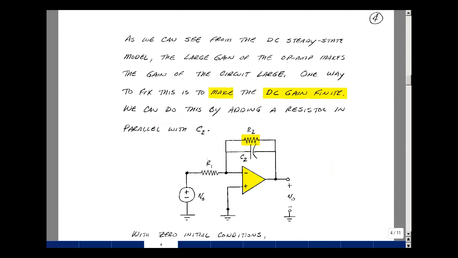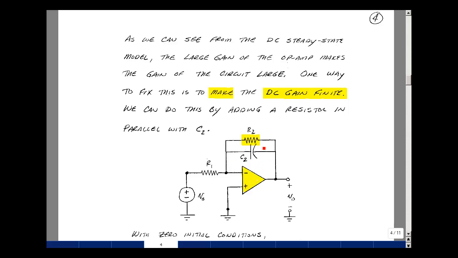As we showed on the last page with our DC model, the circuit has a very large gain because the op-amp has a very large gain. So we need to fix this for DC, and one way we could do that is to make the gain finite. For DC, the cap is an open circuit. And it looks like an inverting amplifier, but we have no feedback. So let's put a resistor here.